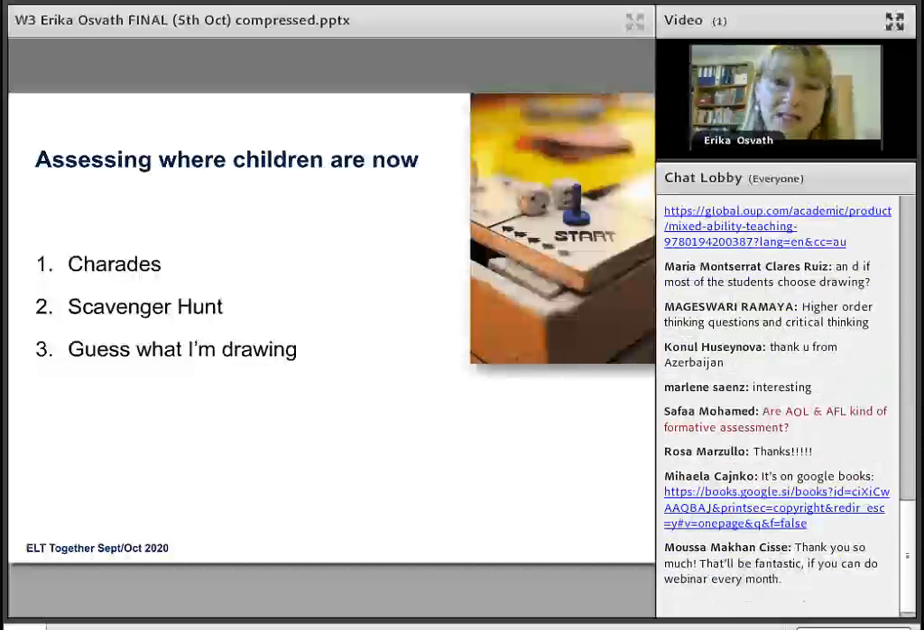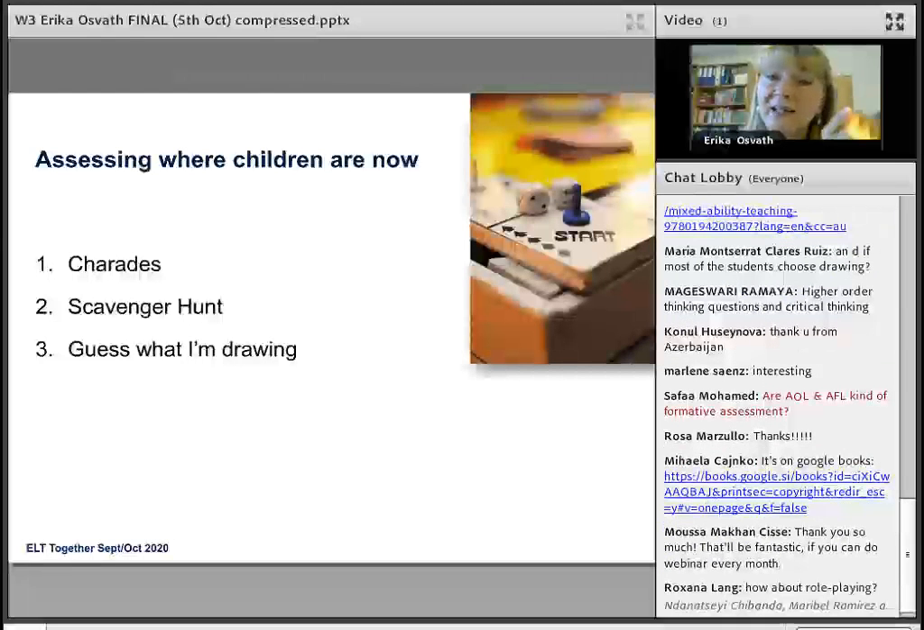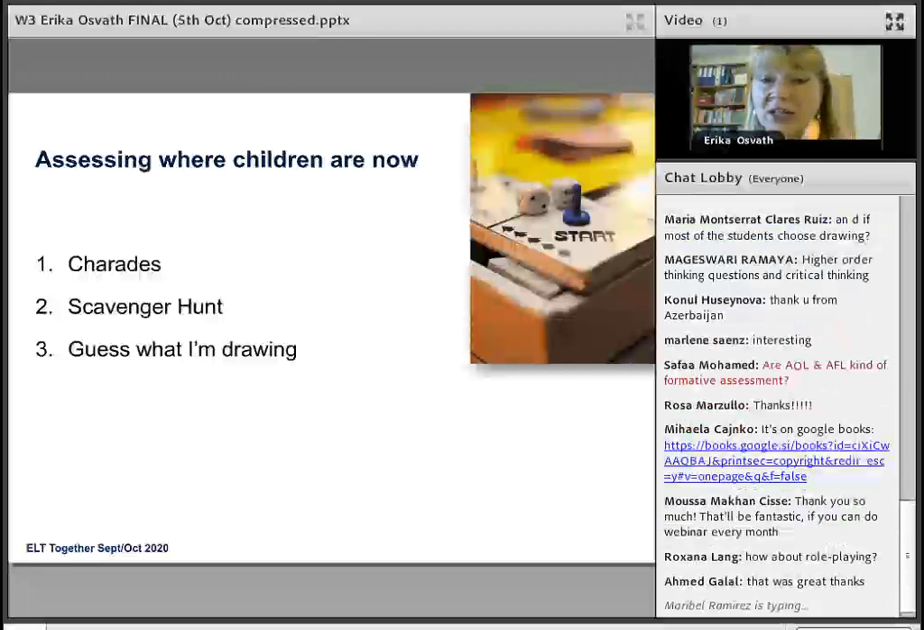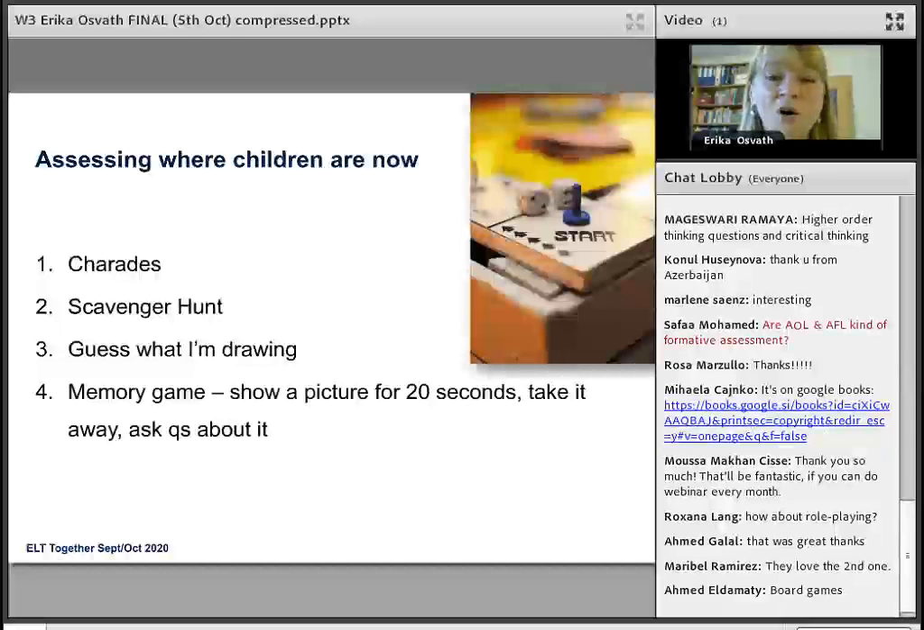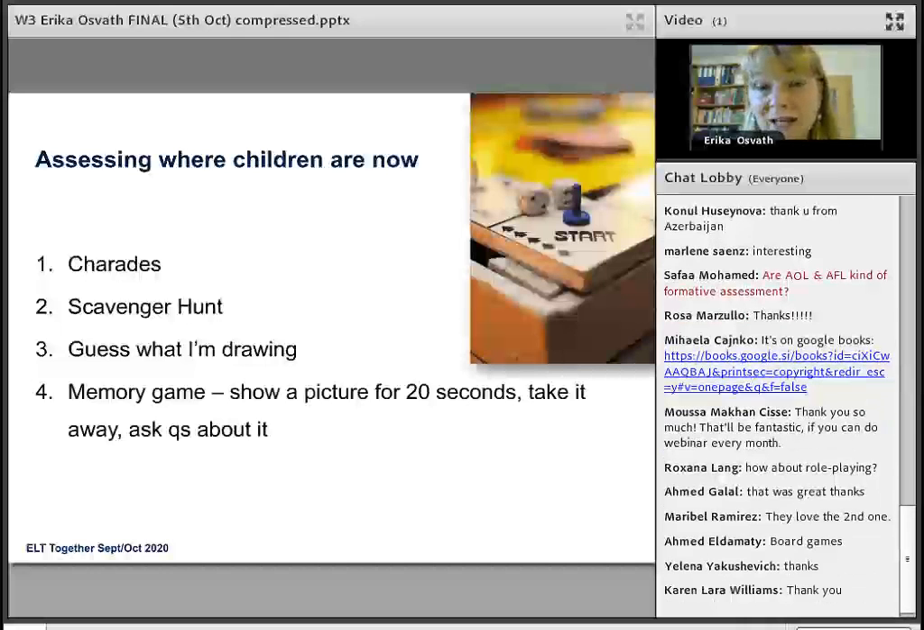It's a good one for either reading or lots of vocabulary, also speaking. A more simple task: you start drawing something and students have to guess what you're drawing. And depending on the vocabulary or the words they're shouting in, you can find out how much they know or what they have difficulties with. You can play memory games.